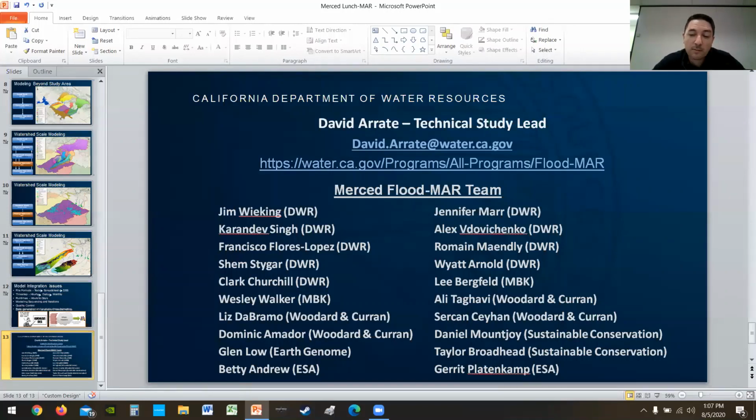Looking into permitting, we'll look into that a little bit and talk a little bit about it, but that's something I think we need to work through, and that's probably beyond the Merced study. Permitting is just a big FloodMAR thing. I'd say water quality is probably the big gap that we'll need to address eventually.